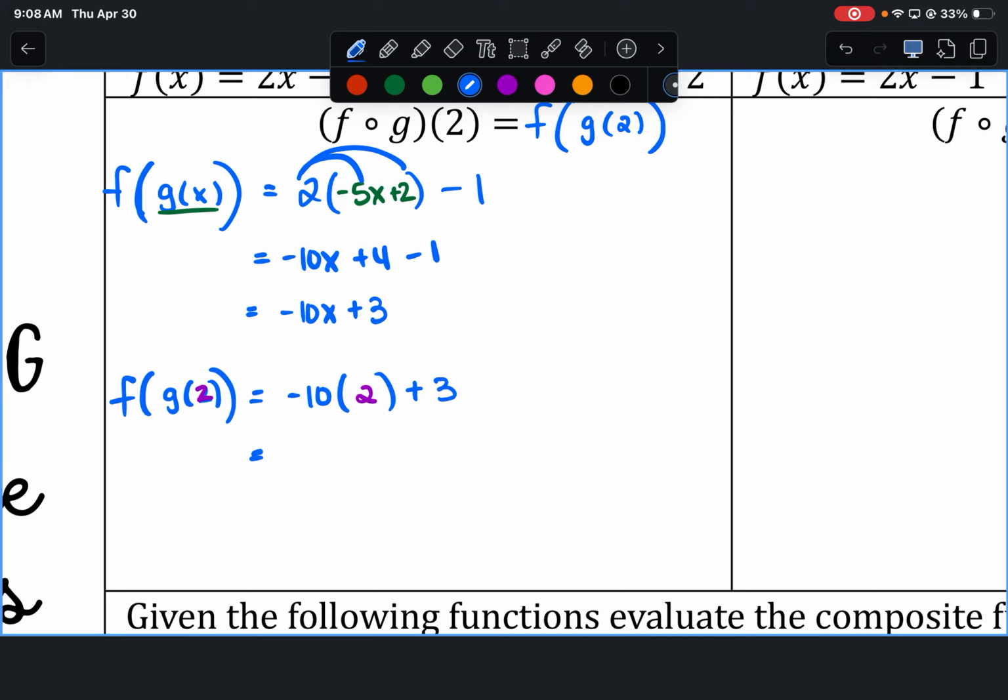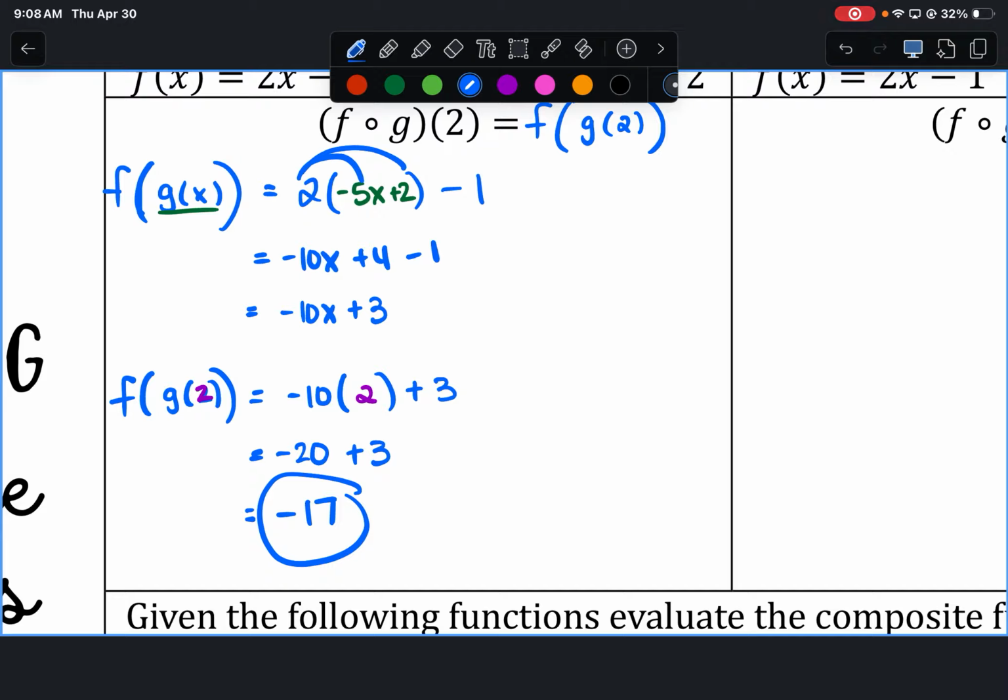All right, what is negative 10 times 2? Negative 20. What is negative 20 plus 3? Negative 17. And that right there is our answer. When you evaluate a composite function at a number, your answer will always be a number. Okay, so that is method 1.